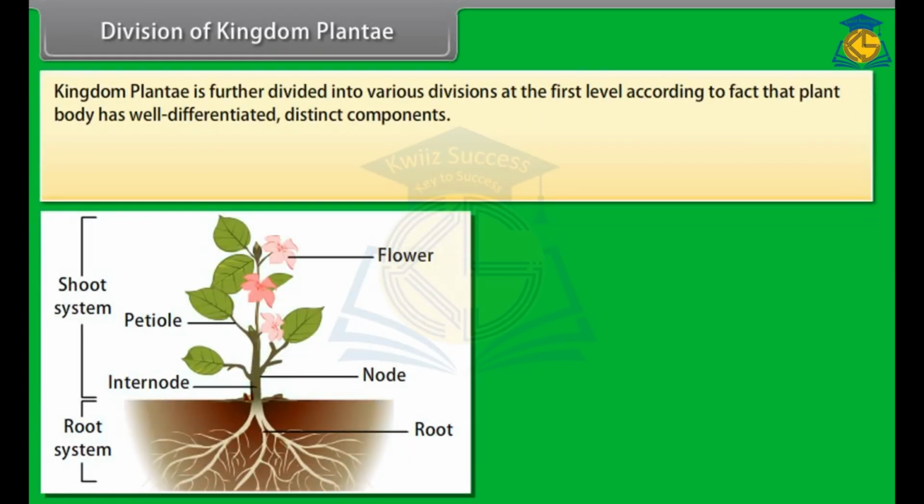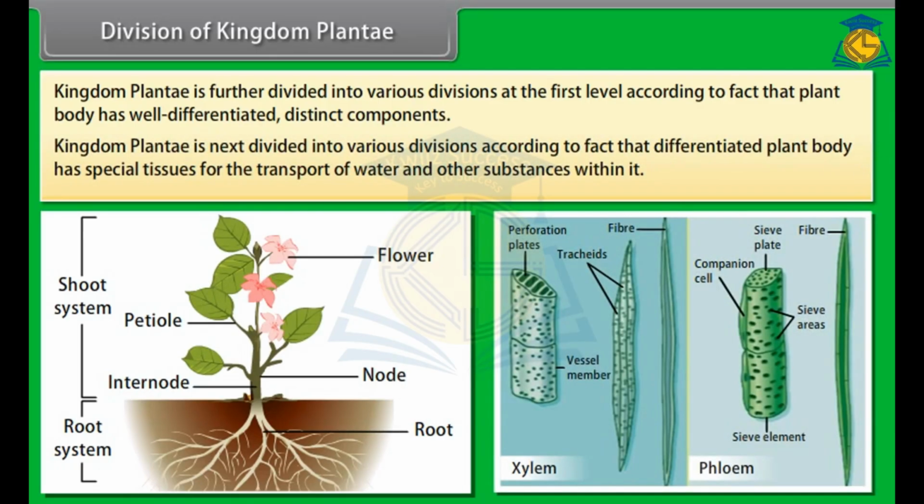Kingdom Plantae is further divided into various divisions at the first level according to the fact that the plant body has well-differentiated, distinct components. Kingdom Plantae is next divided into various divisions according to the fact that the differentiated plant body has special tissues for the transport of water and other substances within it.